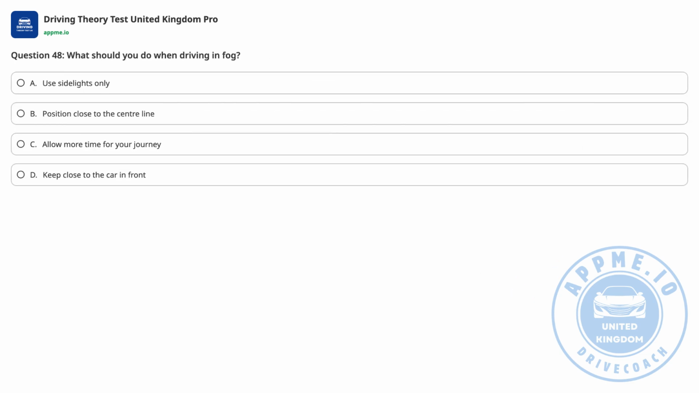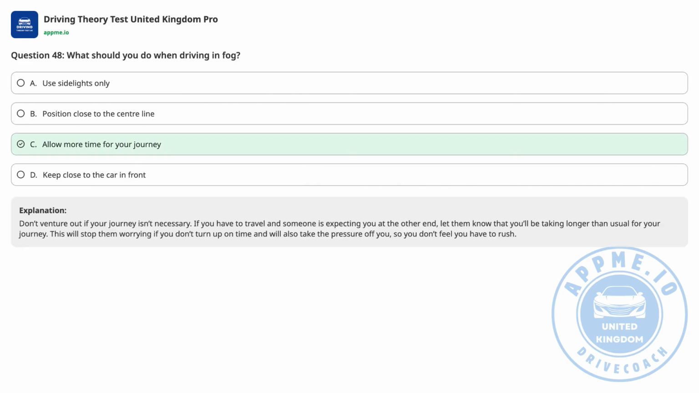Question 48. What should you do when driving in fog? A. Use side lights only. B. Position close to the center line. C. Allow more time for your journey. D. Keep close to the car in front. The correct answer is C.